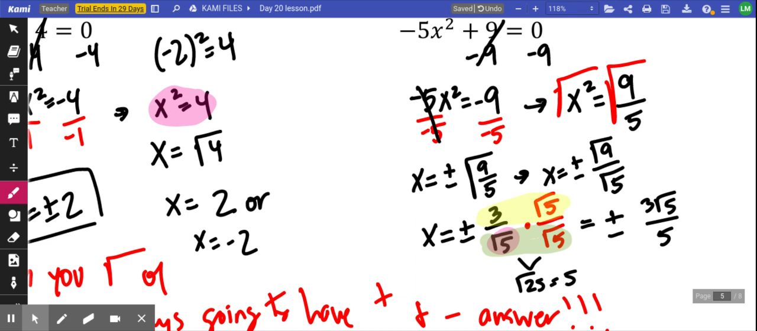All right, at this point, check if you can reduce maybe the 3 on top and the 5 on the bottom. I cannot. So at this point, that is my answer. Now, remember that plus or minus means I have a positive version of this answer and a negative version of this answer. All right, great job. Go ahead and try a couple yourselves and then continue on to solving by factoring.